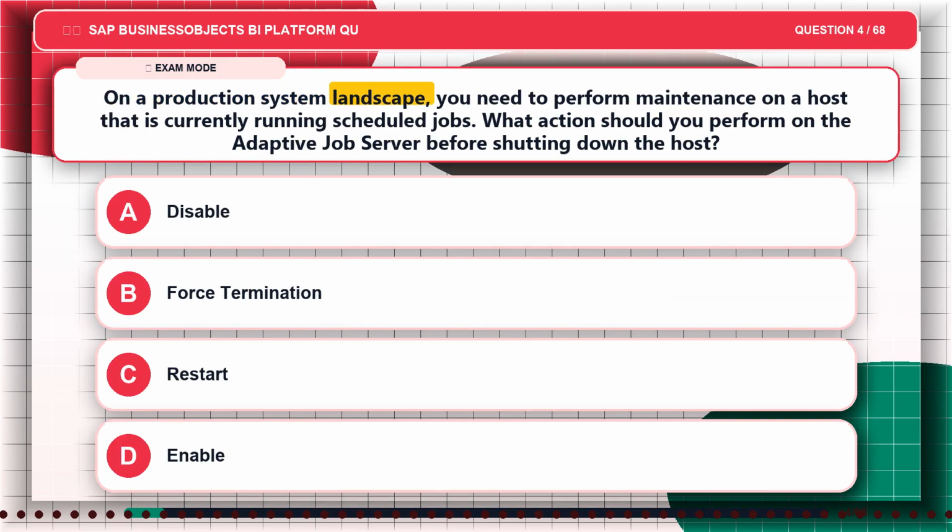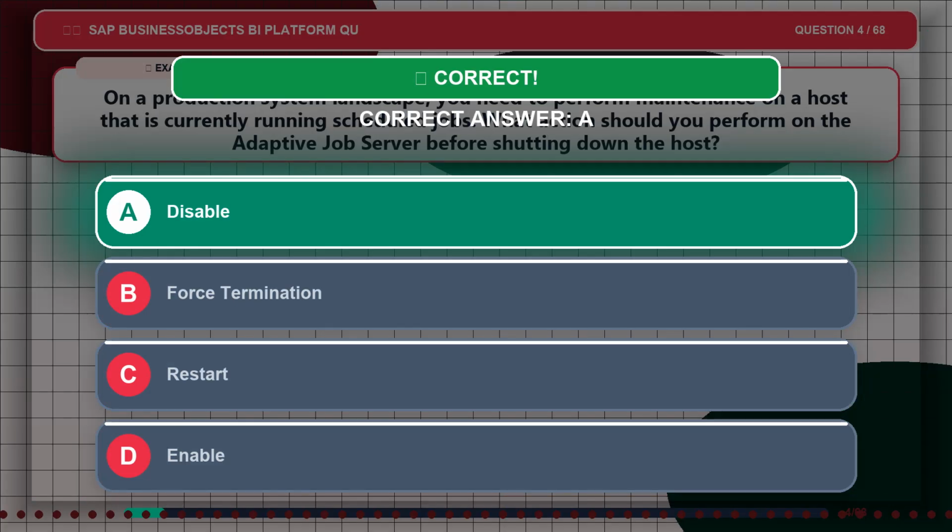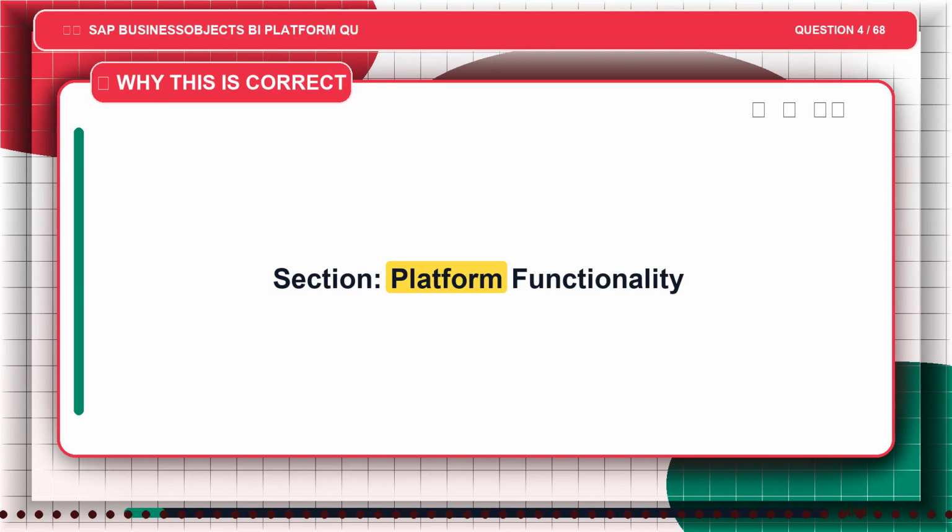On a production system landscape, you need to perform maintenance on a host that is currently running scheduled jobs. What action should you perform on the adaptive job server before shutting down the host? Option A. Disable. Option B. Force termination. Option C. Restart. Option D. Enable. The correct answer is option A. Disable. Section, Platform Functionality. Question 5.